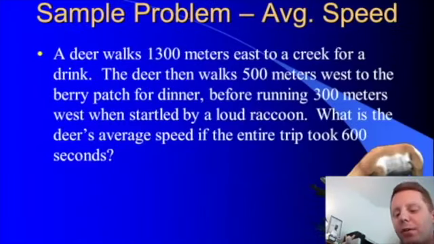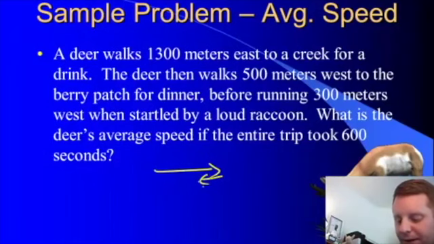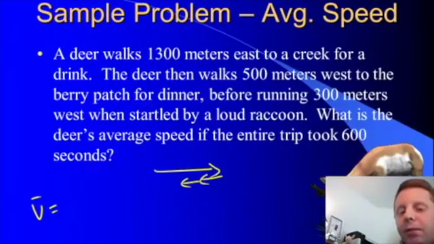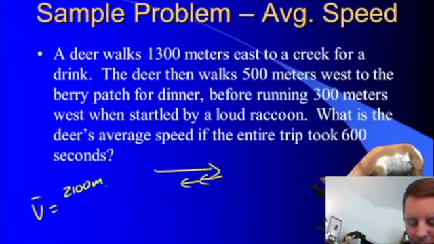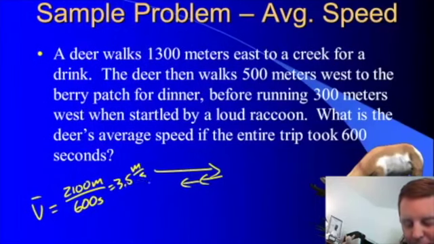If we look at this in a problem, our deer walked 1,300 meters east to a creek for a drink. Then he walked 500 meters west, then 300 meters west. What is his average speed if the entire trip took 600 seconds? Well, average speed was the total distance traveled, which we said was 2,100 meters, in a time of 600 seconds, so the average speed was 3.5 meters per second.